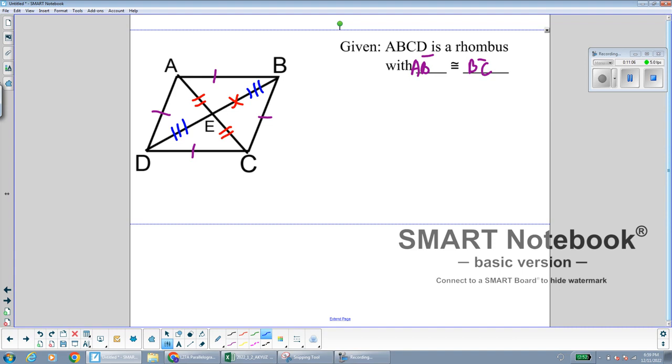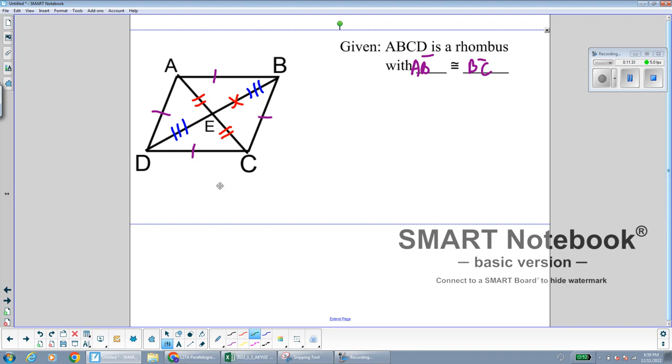Be careful, diagonals are not congruent. That's a property of a rectangle, not a rhombus, and rectangles are separate from rhombuses. They both start as parallelograms, but they are separate from each other. They're both special types of parallelograms, but they are separate from each other. Okay, so now I can see that these two triangles are congruent, and look, these two triangles at the bottom are congruent as well. Wow.